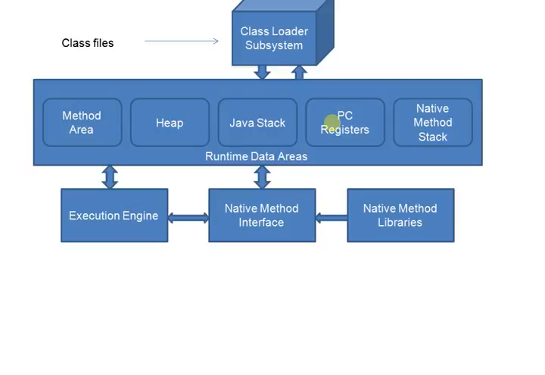And the final subcomponent of runtime data areas is the native method stack. The native method stacks are the places where native methods, for example C language programs, are executed. A native method is a function which is not written in Java. It is written in a different language, that is, C programming language.